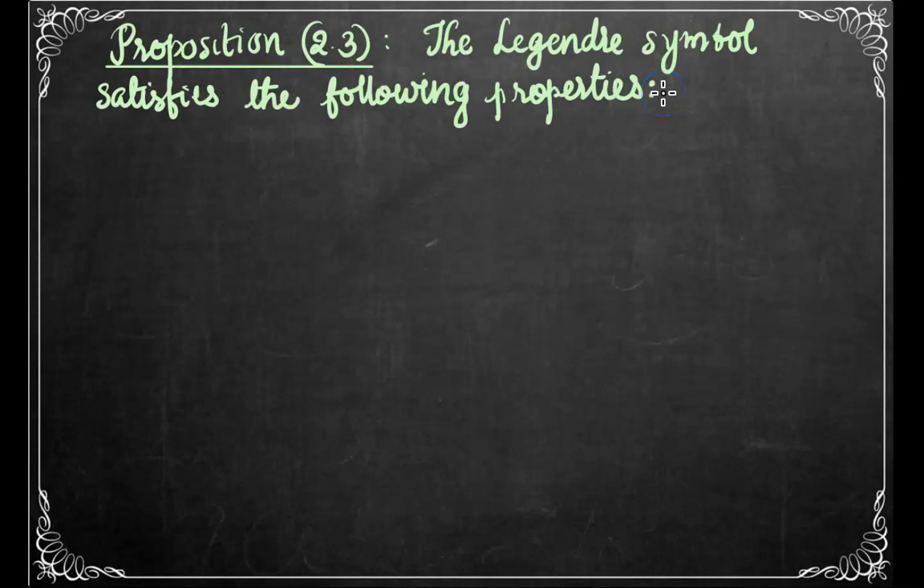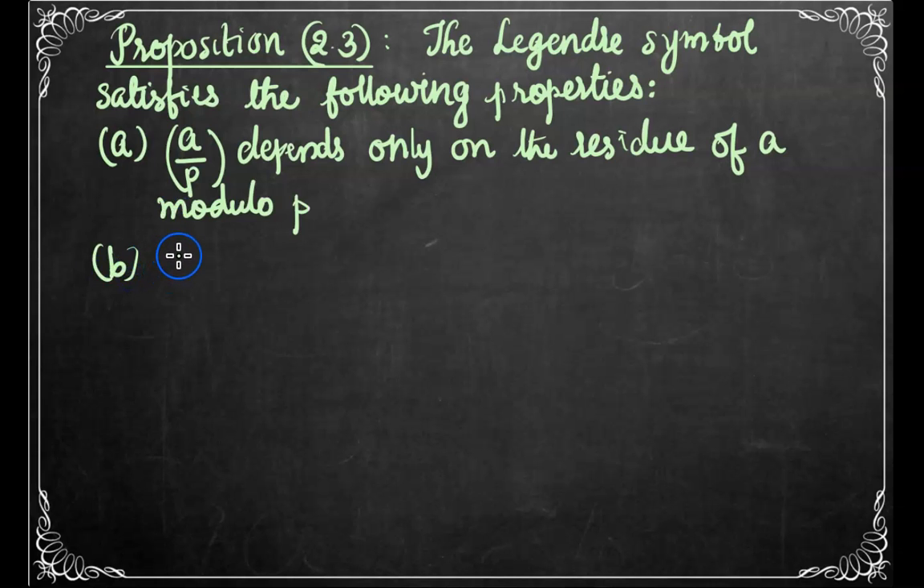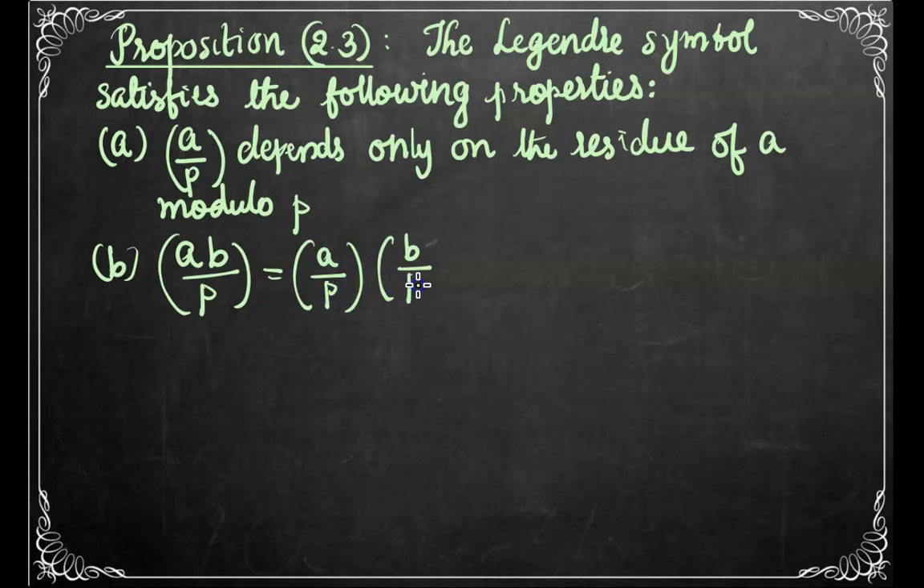This proposition deals with some properties of the Legendre symbol. The first property is that the Legendre symbol depends only on the residue of a modulo p. The second property states that the Legendre symbol (ab/p) is equal to the Legendre symbol (a/p) times the Legendre symbol (b/p).